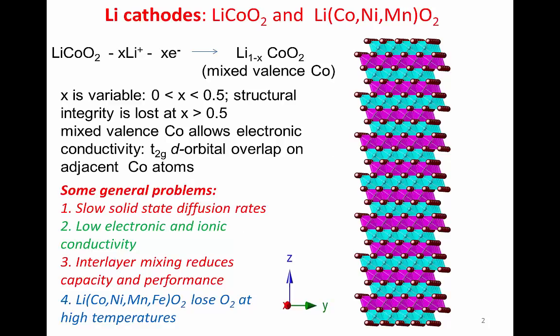So let's start with cathodes, and there are several different ones that can be used, but we'll look at the cathodes with the so-called layered rock salt structure. Rock salt is sodium chloride, NaCl, and many oxides have the same structure. For instance, magnesium oxide, MgO. The structure is a cubic close-packed layer of oxide ions with the cations in octahedral sites. So the cation-anion ratio is 1:1.